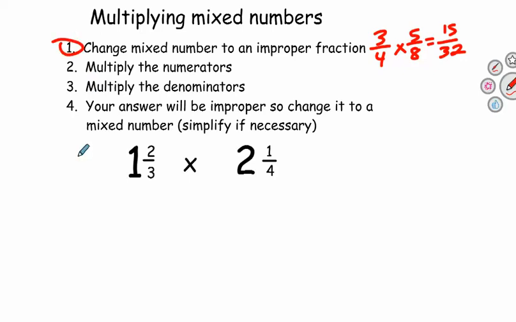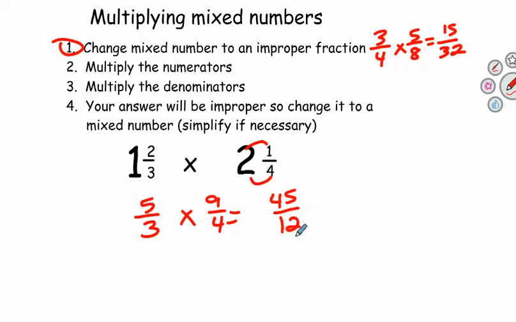All right, so if we have mixed numbers, the first thing I have to do is turn them improper. That's the first thing I have to do, all right? So 3 times 1 is 3, plus 2 is 5/3, times 2 times 4 is 8, plus 1 is 9/4, okay? Then you multiply straight across. That gives you 45/12. That is an improper fraction because the numerator is higher than the denominator, so I'm going to divide.